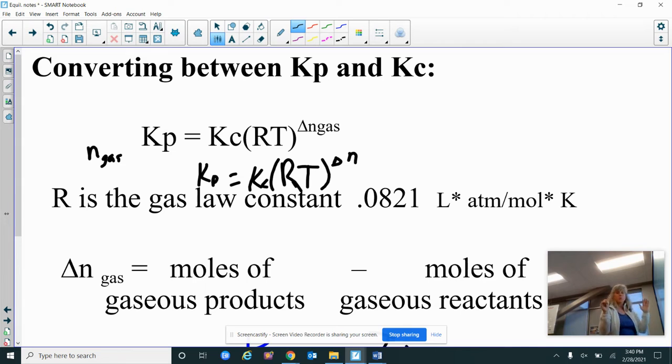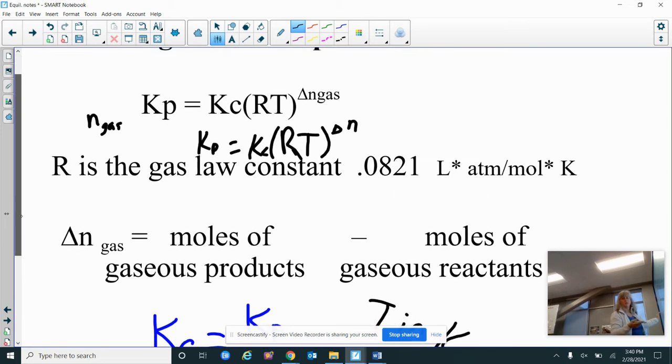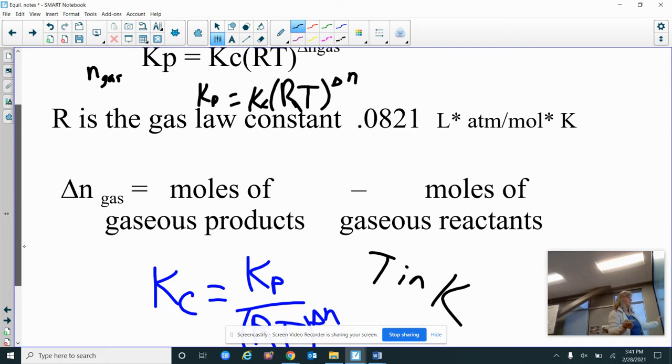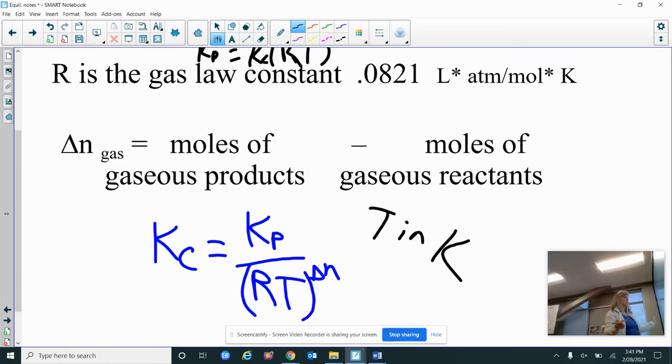And delta n is moles of gaseous products minus moles of gaseous reactants. And R is the gas constant, 0.0821 liter atmospheres per mole Kelvin, so temperature has to be in Kelvin. If we needed to change that around to solve for Kc, it would be Kp over RT to the delta n equals Kc. So we can find Kp if we know Kc, or we can find Kc if we know Kp. Okay, so example problem.